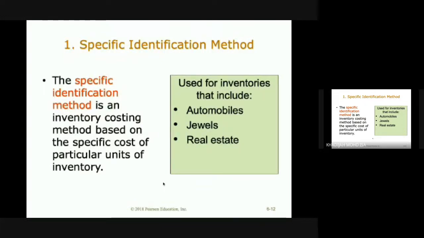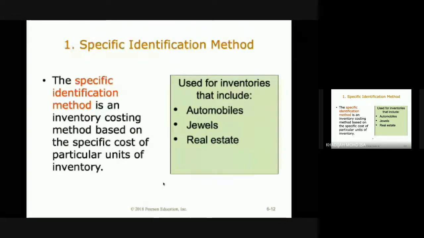If you're talking about automobiles, if you want to buy a car, for example, you have the Proton and then you also have, for example, the Honda Civic. The prices of these are very, very specific. It depends on the cost that the company purchased at. Whatever the cost given will be used for the closing inventory. Or jewels, which are very specific.